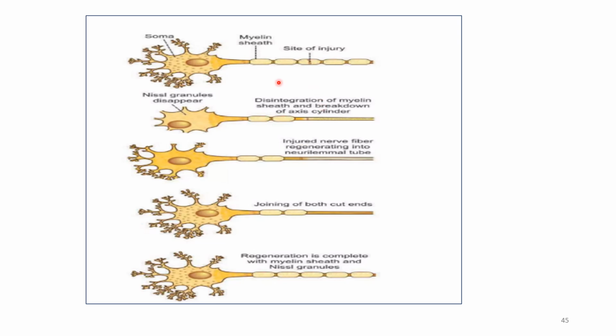So this is the diagram. First, Nissl granules and all cell organelles will disappear, and the cell will take up water and the nucleus moves to one side. Then what happens if it is in a regenerating position? All the cell organelles will appear, Nissl granules will also appear, and our nucleus will take its central position.